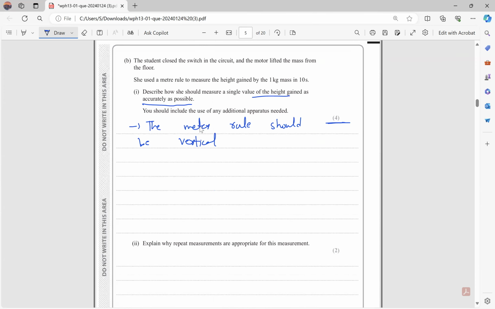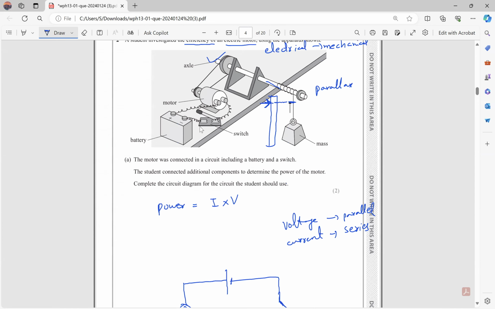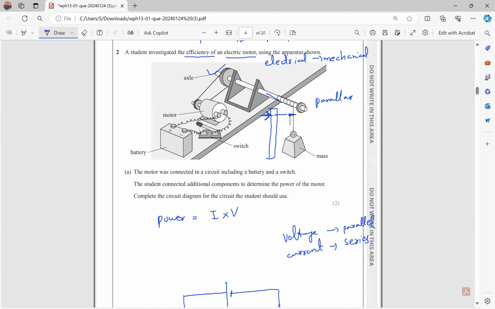So for that, we can say the reading should be taken perpendicularly from the meter rule. Or if I phrase it better, it should be taken by looking perpendicularly at the meter rule. That's the other thing.